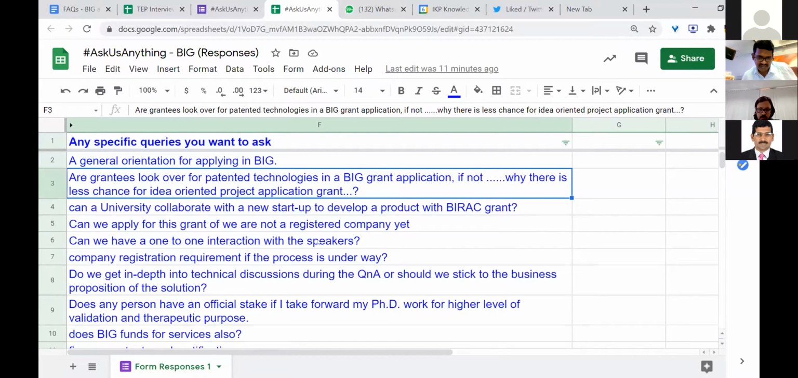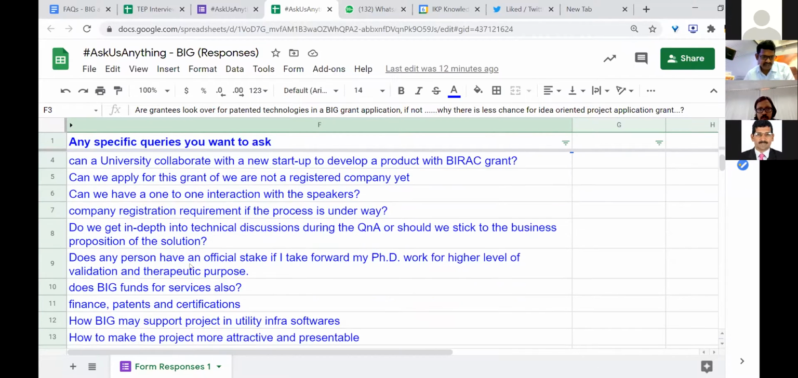Can we have one-on-one interaction with the speakers? Yes, most of the speakers have shared their emails, and you can write to Pratik or myself. We will be happy to introduce you to them. And this is the same company registration question.